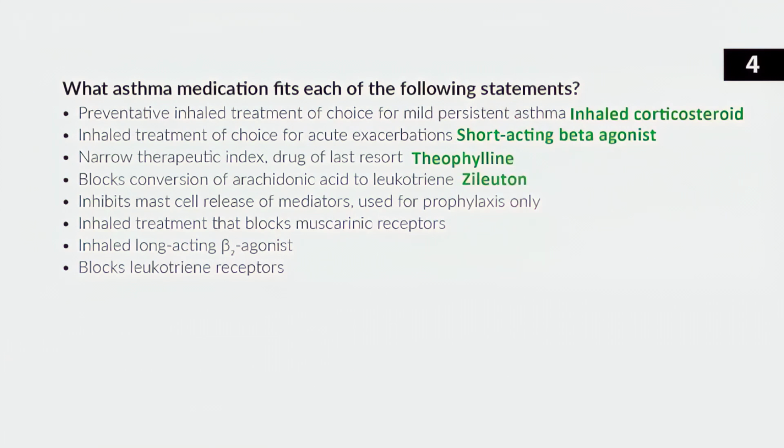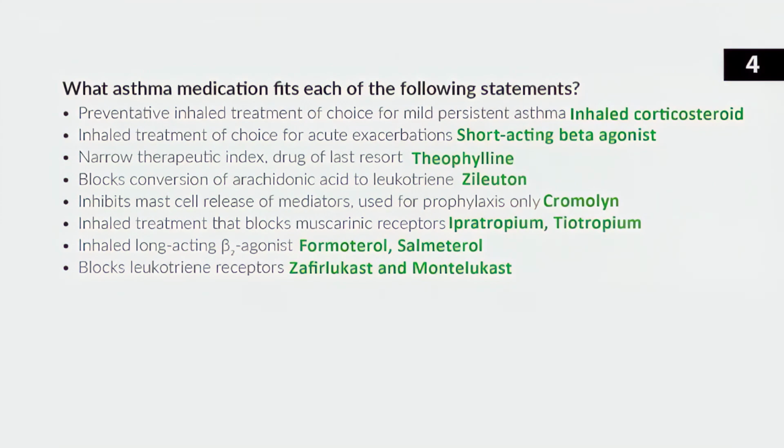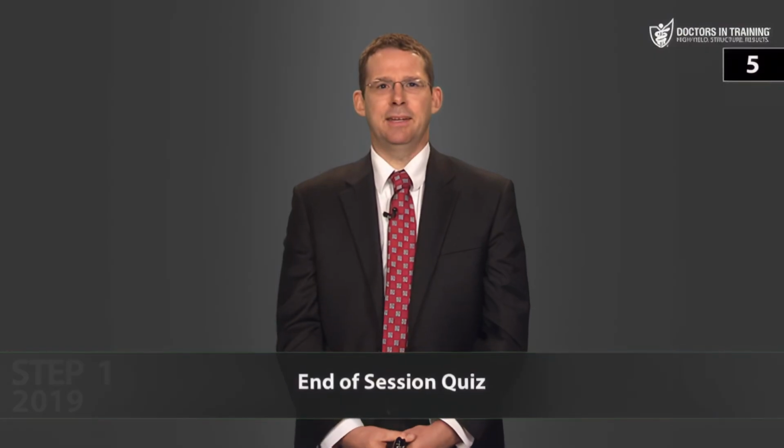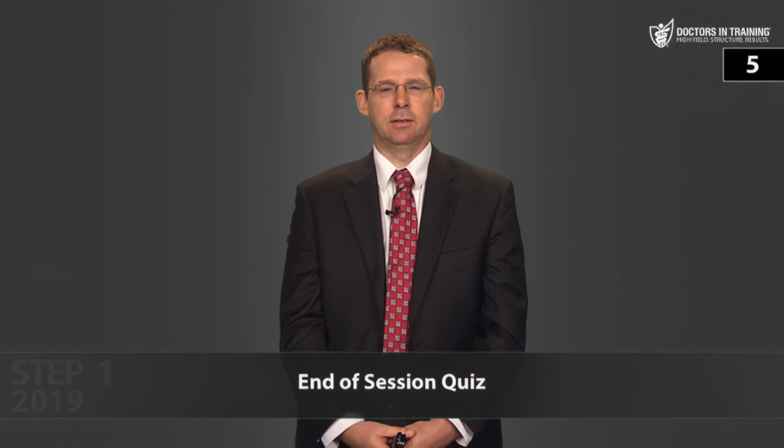Zileuton. Inhibits mast cell release of mediators, used for prophylaxis only: cromolyn. Inhaled treatment that blocks muscarinic receptors: ipratropium and tiotropium. And inhaled long-acting beta agonist: formoterol or salmeterol. Blocks leukotriene receptors: zafirlukast and montelukast. Which medication taken long-term can result in rebound nasal congestion? Pseudoephedrine and phenylephrine.